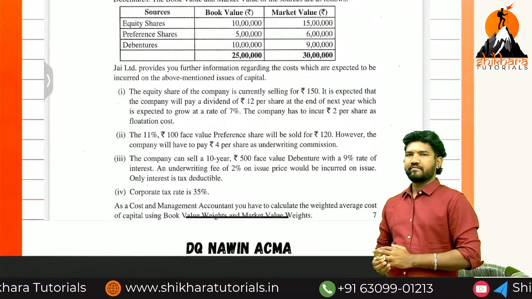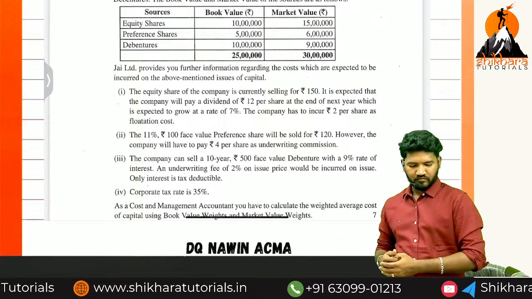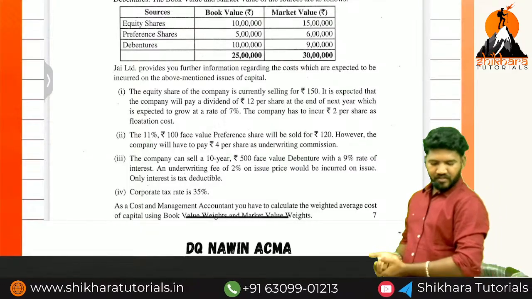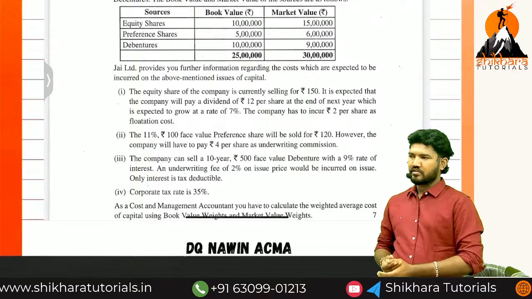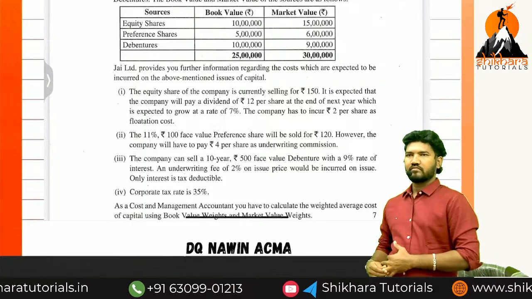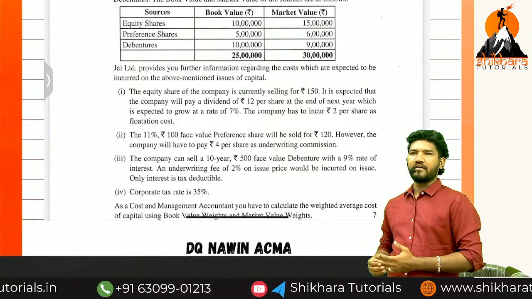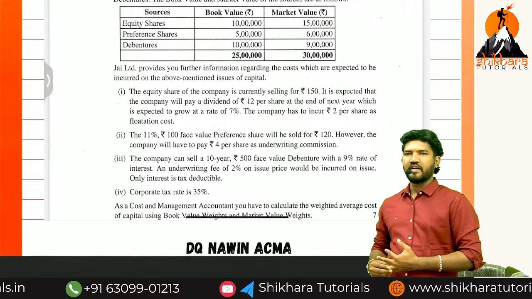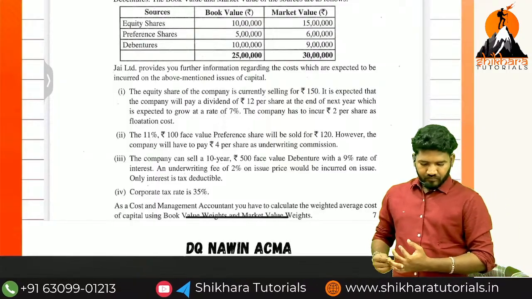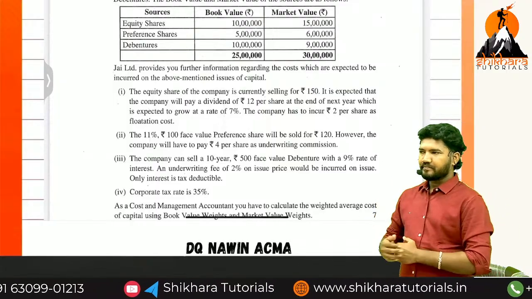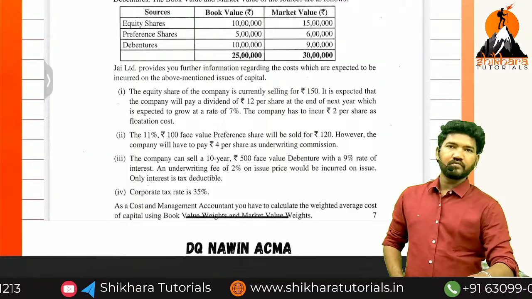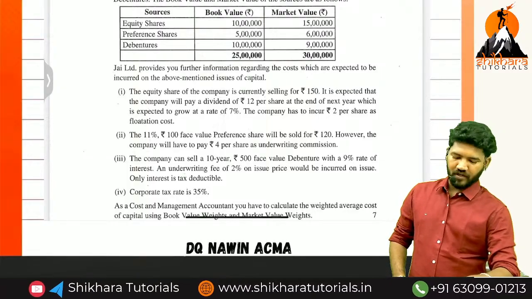Anyone KP? 11 divided by 116. That's it. Into 100 you will get a percentage. 9.48%. Why? Because it is irredeemable preference shares. Preference dividend divided by net proceeds or market price. Okay? Anyone KD? 6%. 6.06%. Okay, let us check.